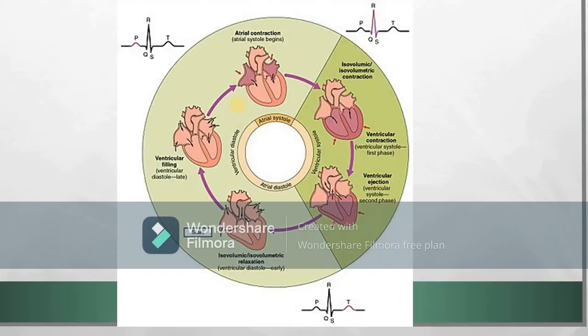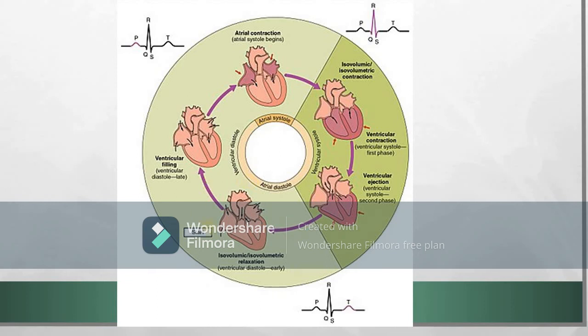So the next thing is about the heartbeat. What is the heartbeat? There is the atrial systole, atrial diastole, ventricular systole, and ventricular diastole. The relaxation of the heart chambers fills them with blood, and contraction propels the blood out of them. So the alternating relaxation and contraction of the heart is called the cardiac cycle.